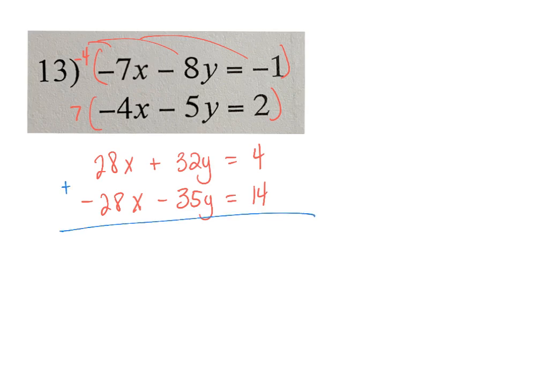All right. Positive 28, negative 28 cancel. 32 and negative 35 give me negative 3. 4 and 14 give me 18. So y is going to equal negative 6.